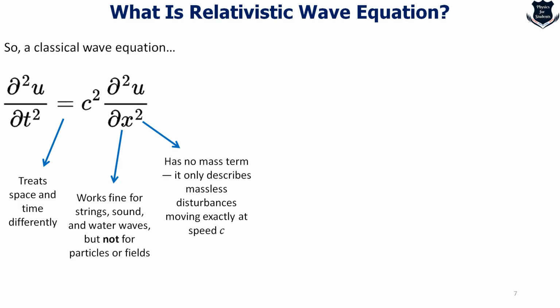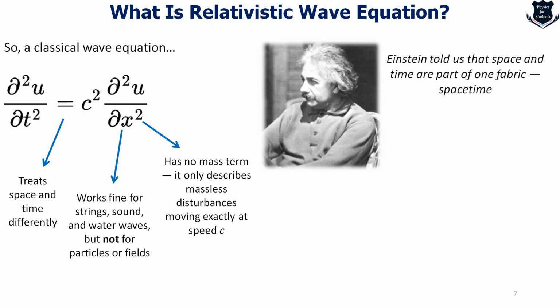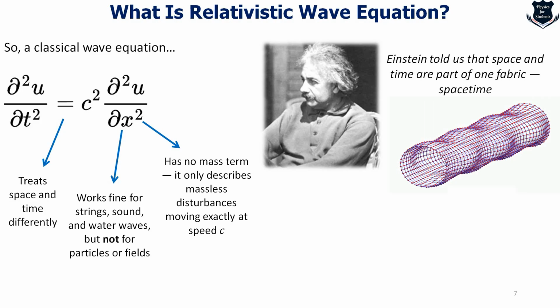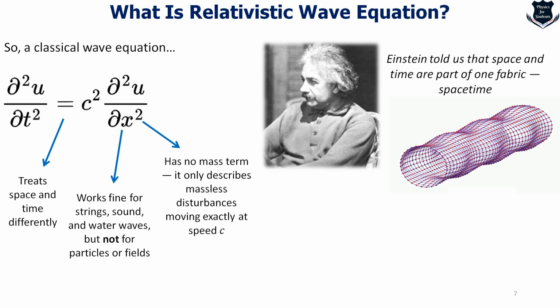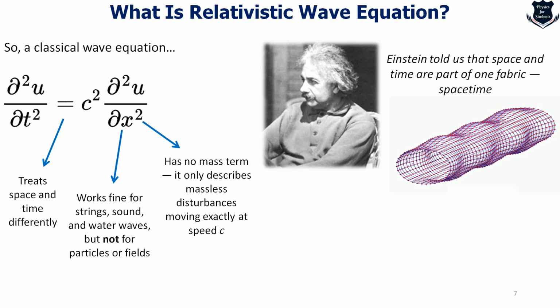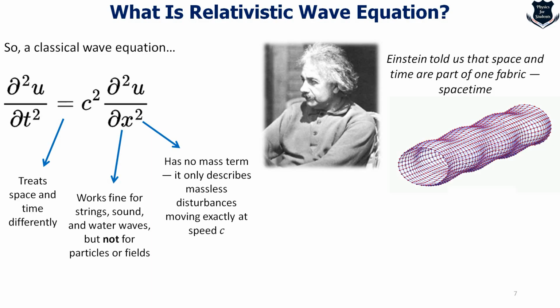Now, as you can understand, when Einstein arrived on the scene, he showed us that space and time are not separate entities but are woven together in a single four-dimensional fabric called space-time, and this animation will help you visualize more. So now the question is that the classical wave equation treats time and space differently, but Einstein's equations tell us that the fabric of space-time is one.